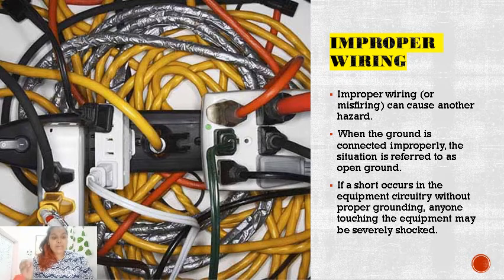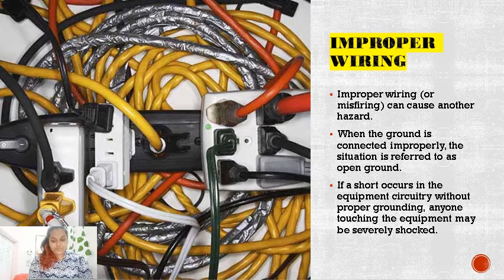Moving on, improper wiring. What is improper wiring all about? Improper wiring or misfiring can cause another hazard. When the ground is connected improperly, the situation is referred to as open ground. Next, if a short occurs in the equipment circuitry without proper grounding, anyone touching the equipment may be severely shocked.